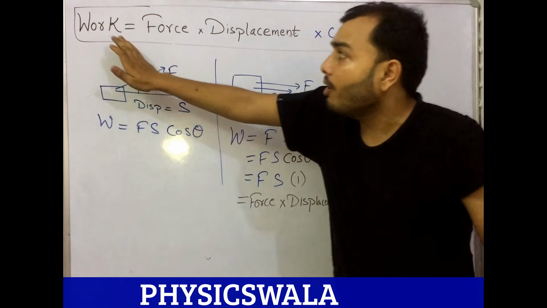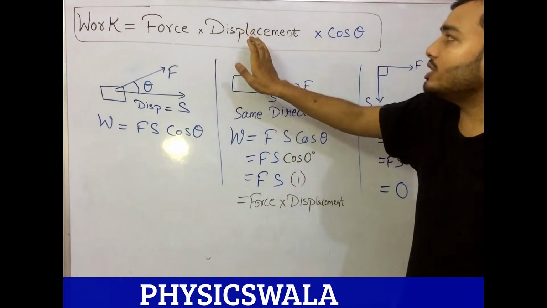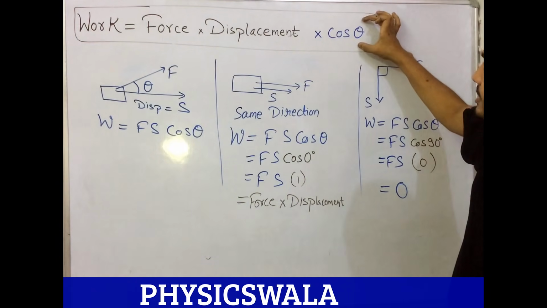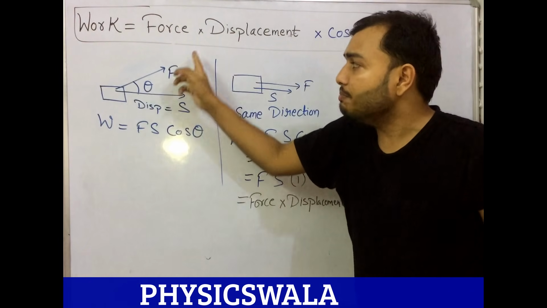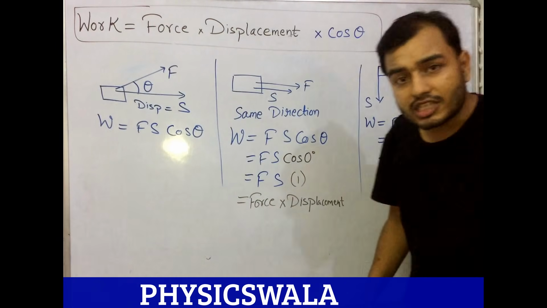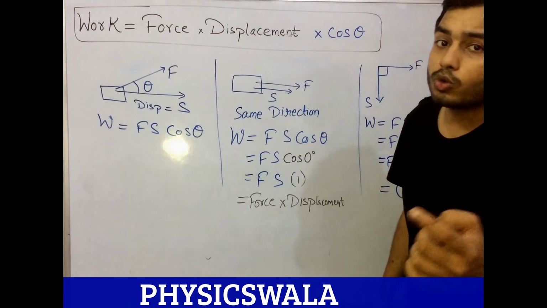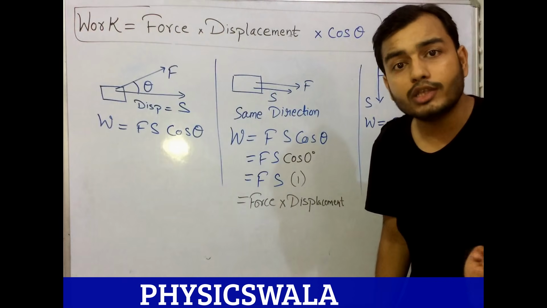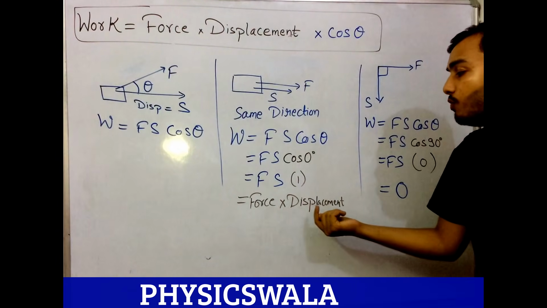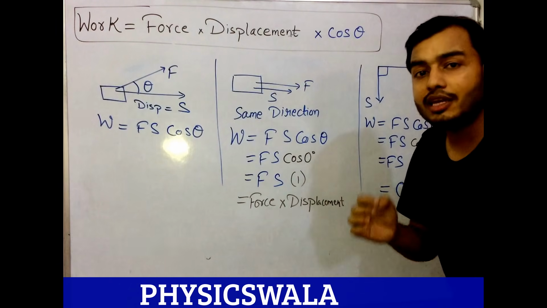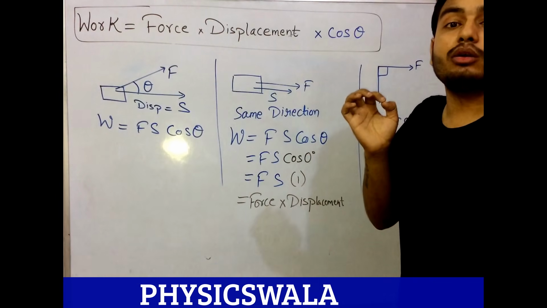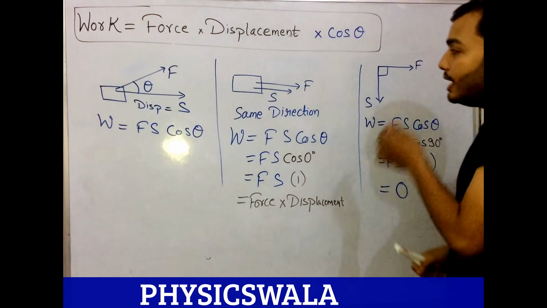Just remember, work is force into displacement into cos theta. What is theta? Theta is the angle between force and displacement. Now you must be thinking that sir told me wrong earlier. No, I told you correct. This formula, force into displacement, was also correct, but only in a particular condition. Which condition? Let us see.